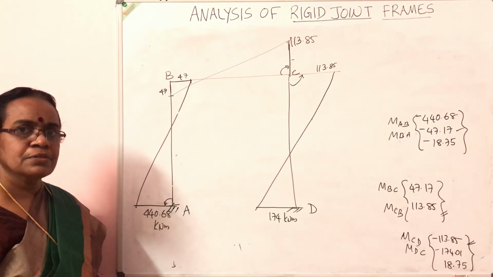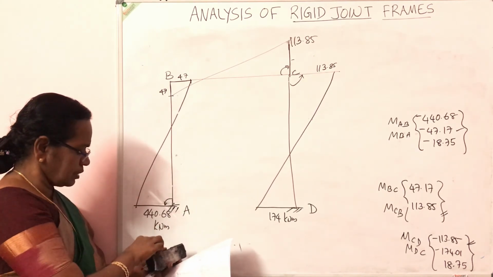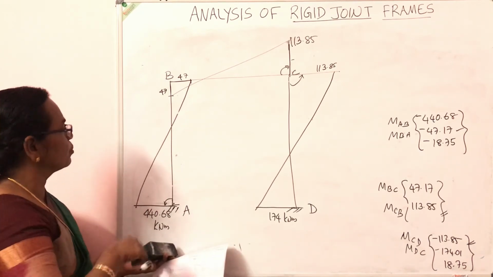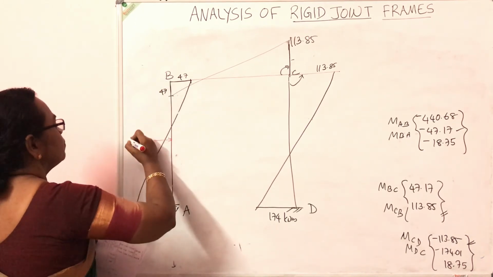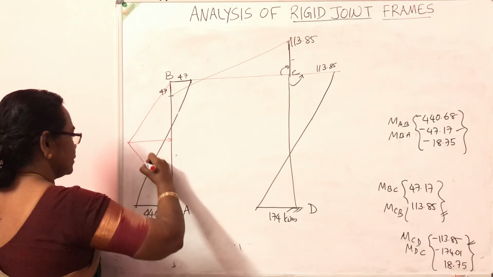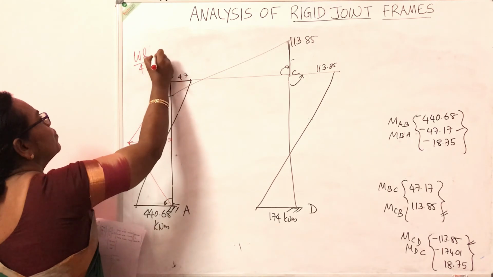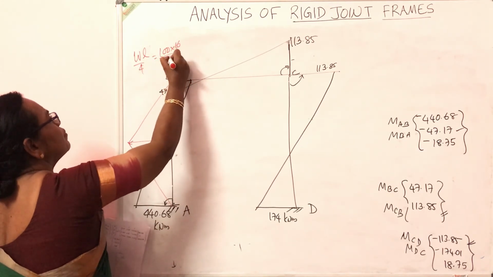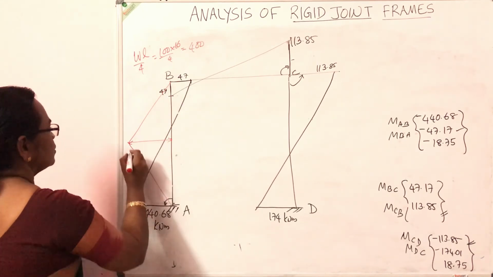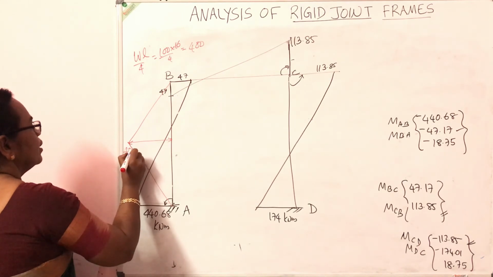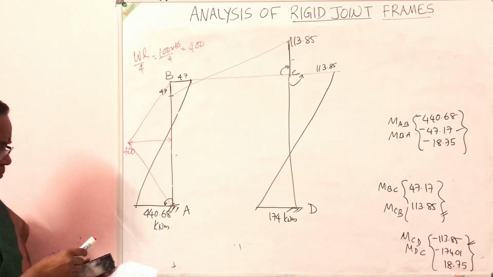Now superimpose the span moment diagram, or the simply supported bending moment diagram. In this span there was a load of 100 kilonewton at the middle point. So due to this there will be a bending moment diagram like this, and this value will be WL by 4. 100 into 16 by 4, it will be 400 kilonewton meter. So this value is 400.